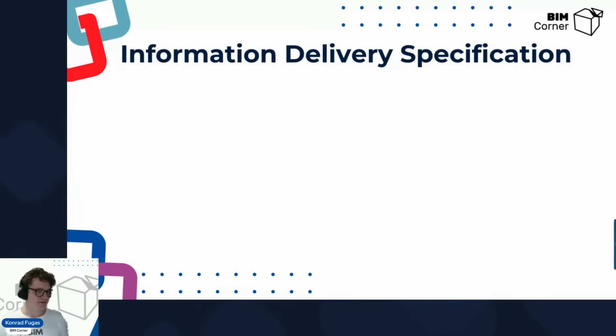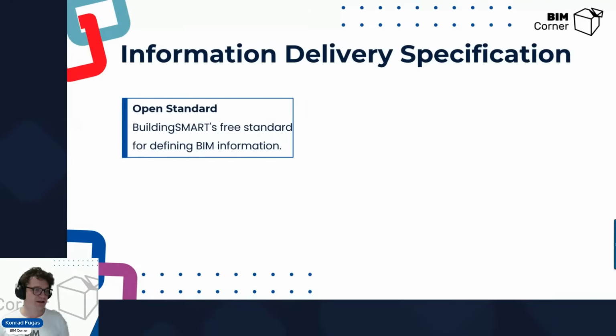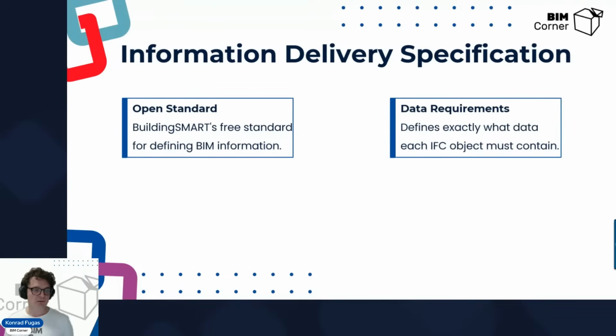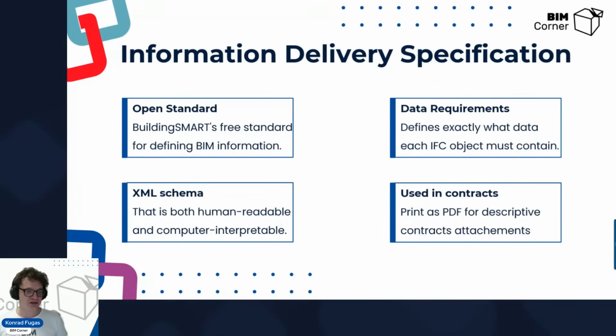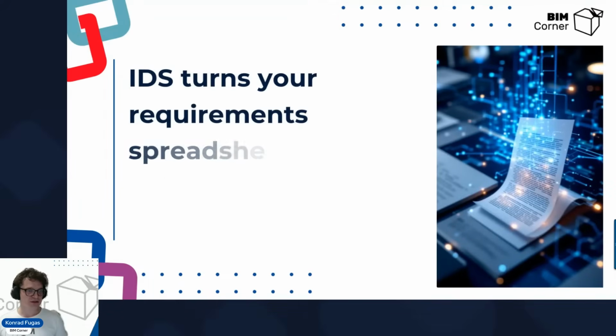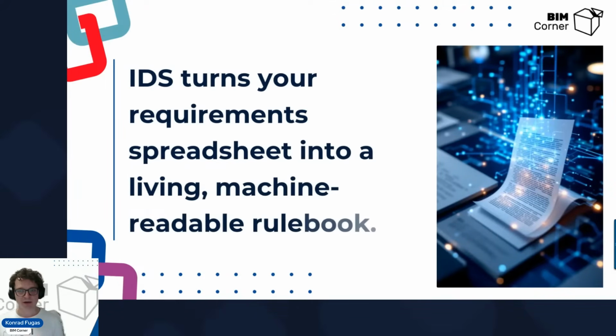IDS, which stands for Information Delivery Specification, is an open free standard from buildingSMART. It defines exactly what data each IFC object needs using XML that's structured, clear, and ready for validation. And you can even print it as a PDF and attach it to your contract so everyone's on the same page. So IDS turns your requirements spreadsheet into a living, machine-readable rulebook.